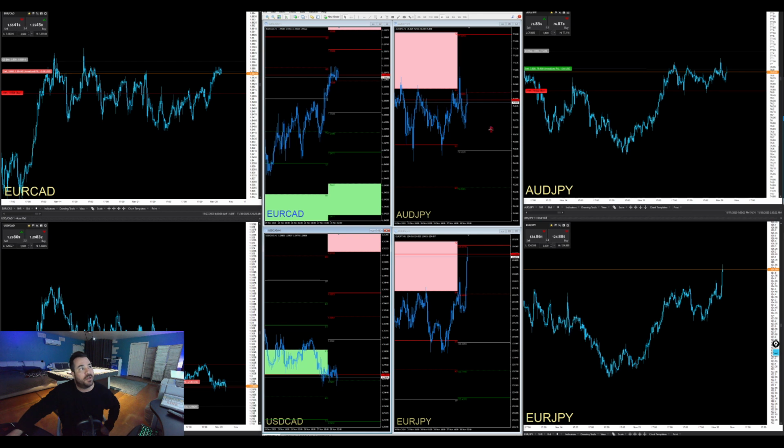About break even right now on the Australian yen. Came up there a couple times to the M3, and sitting about break even right now on the Euro CAD. I got such good entry on it. I was able to get in way up here with the spread, so we're sitting just about break even on it right now.